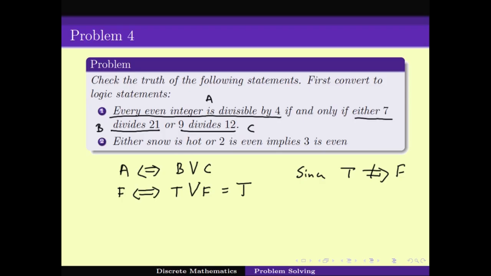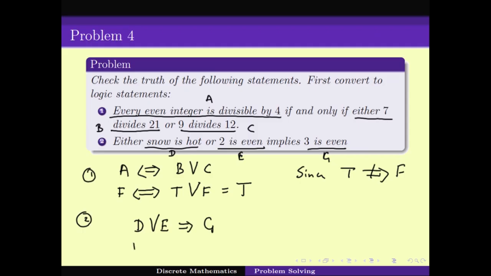Now let's do the second part. So this was the first part. For the second part, it says either snow is hot or 2 is even implies 3 is even. Again, let's look at the sub parts. Call this one D, 2 is even E, and 3 is even, F is not a good idea, maybe G. So what this says is that D or E implies G.